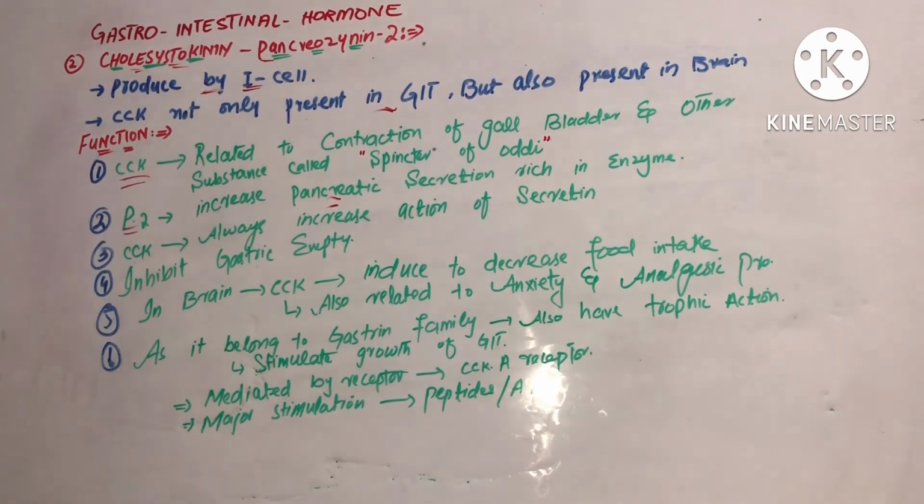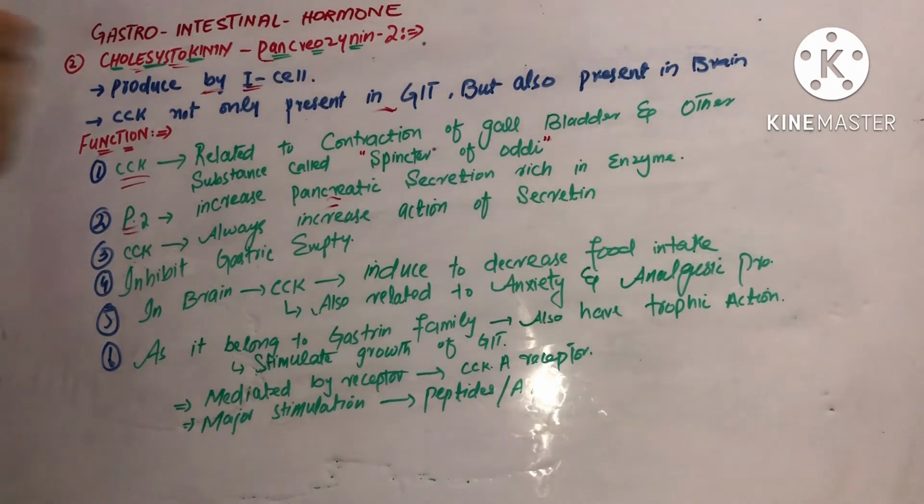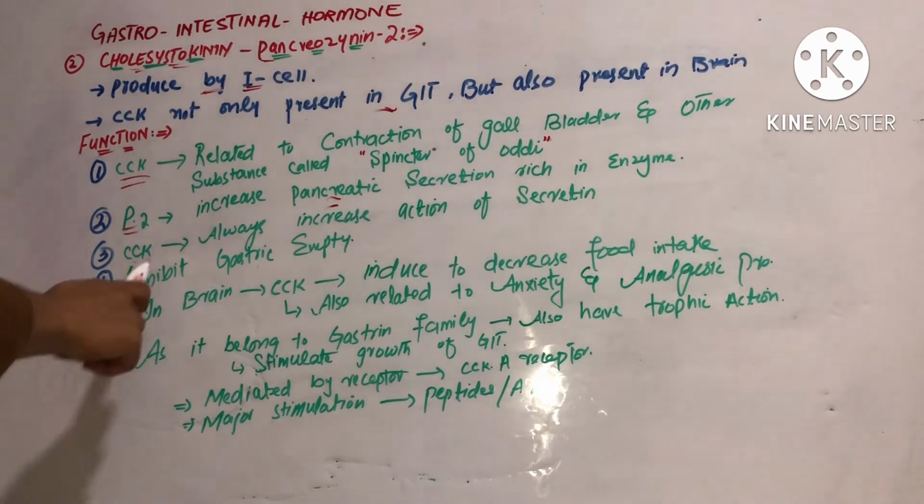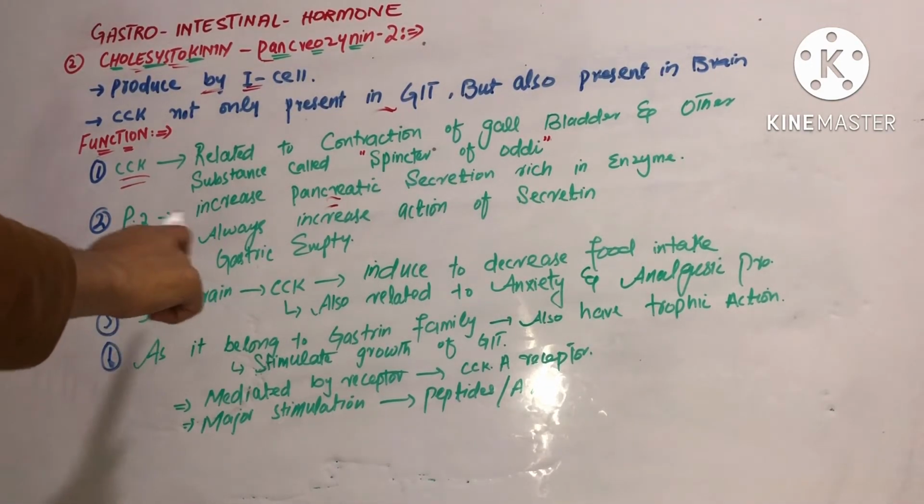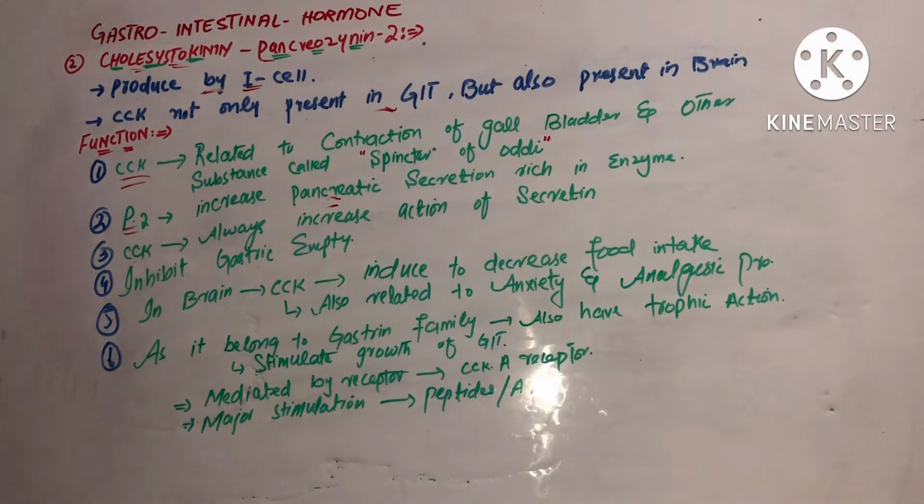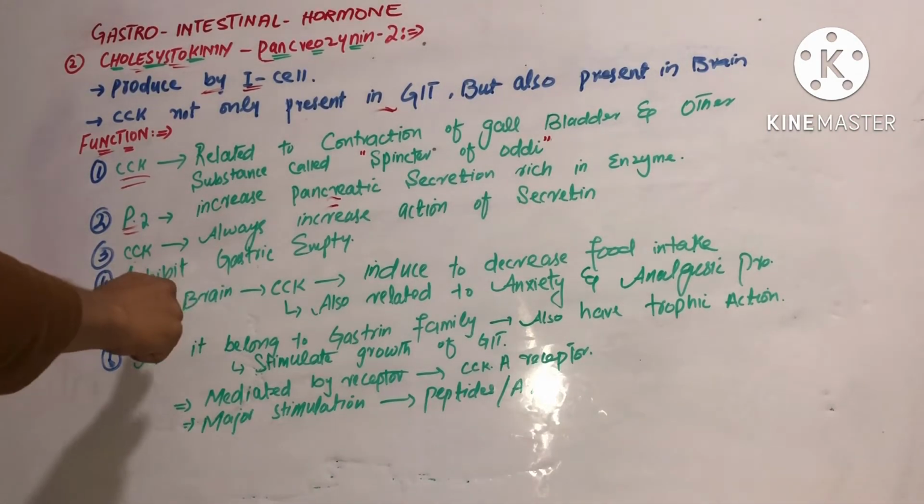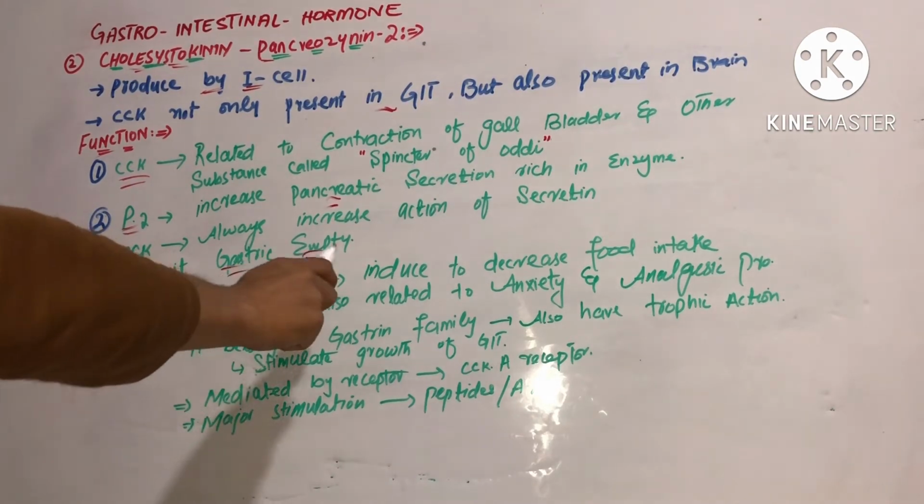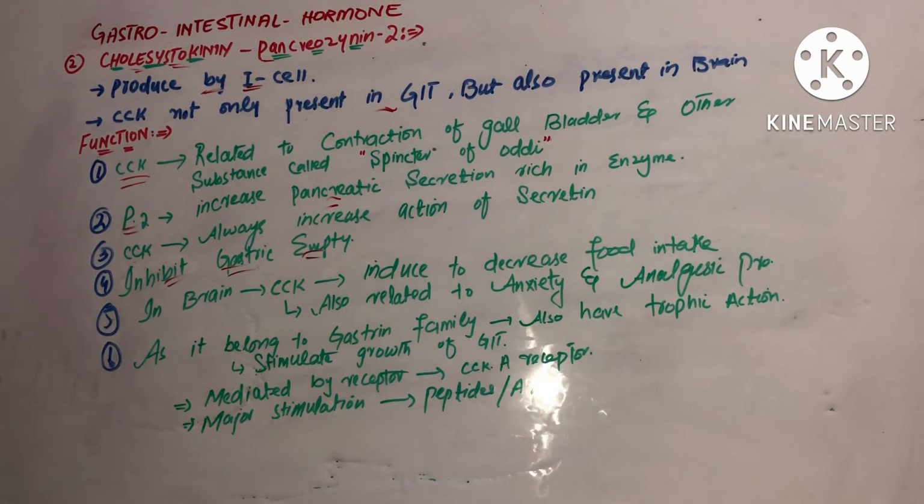It increases the pancreatic secretion that is rich in enzymes. Cholecystokinin always potentiates the action of secretin, increasing the function of secretin. It also inhibits gastric emptying. The gastric emptying process is inhibited by cholecystokinin.